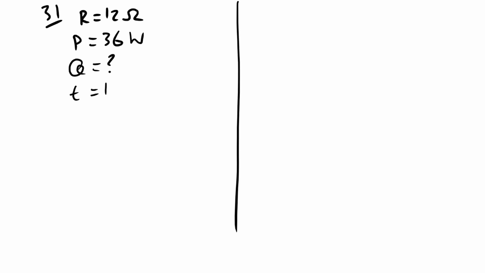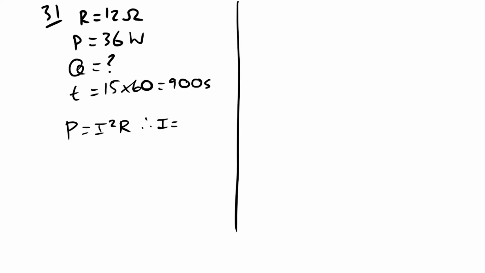Filament lamp, we have a resistance of 12 ohms and we have a power of 36 watts. How much charge flows in 15 minutes? So that's going to be 15 times 60, isn't it? It's going to be 900 seconds. We have a question with charge, so we know it's going to be something to do with current. So we can say power is equal to I squared R. So worth finding out the current first? Yeah, let's find out the current first.